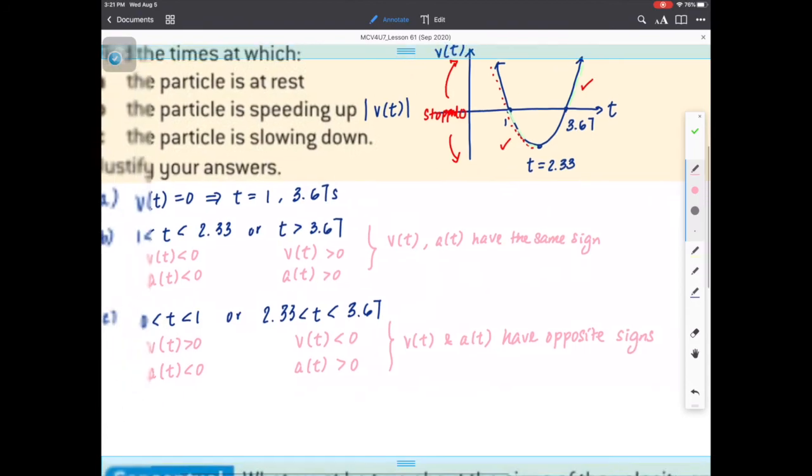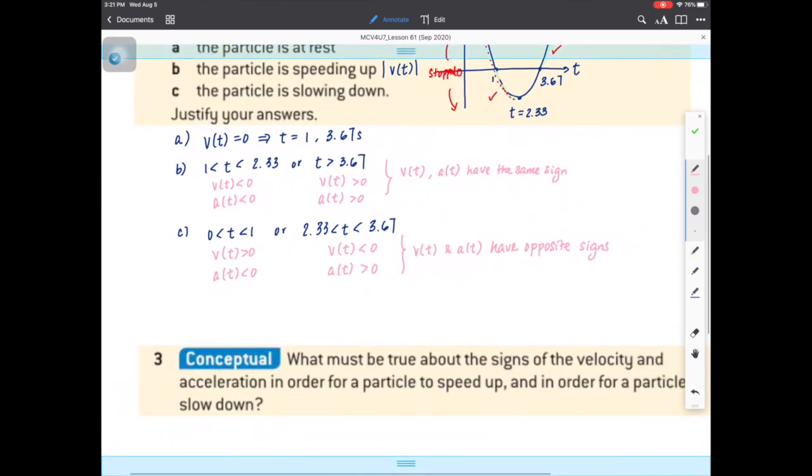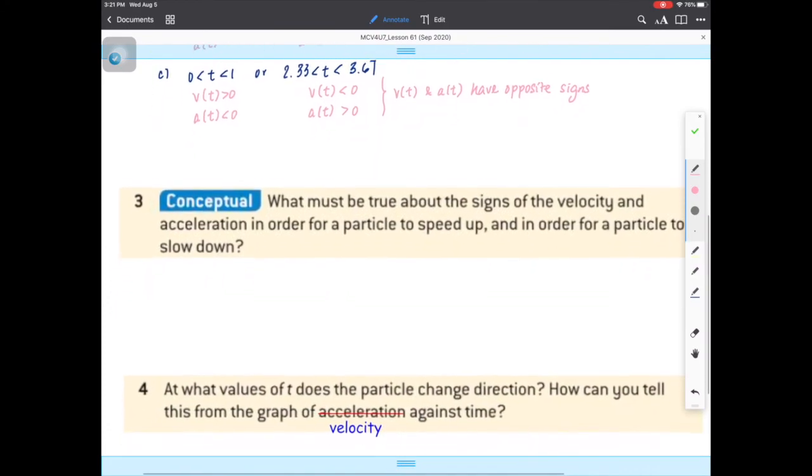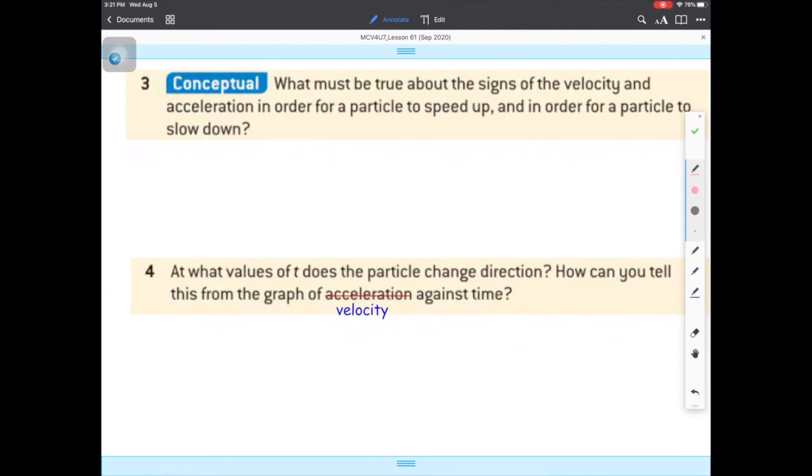These observations help us answer number 3, what must be true about the signs of velocity. So we have included all the answers there. And number 4 asks, at what values of t does the particle change direction? How can you tell this from the graph of velocity against time? I'm going to change the question to velocity against time. And really, these are the zeros, right? You may notice that when v of t is 0, it indicates that there is a change in direction at t equals 1 and t equals 3.67 seconds.